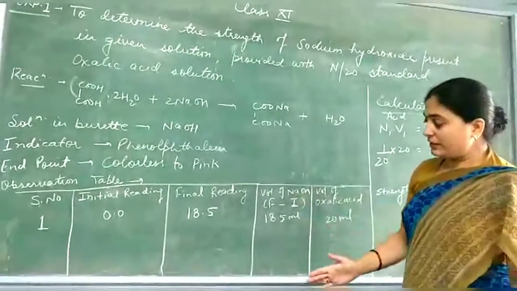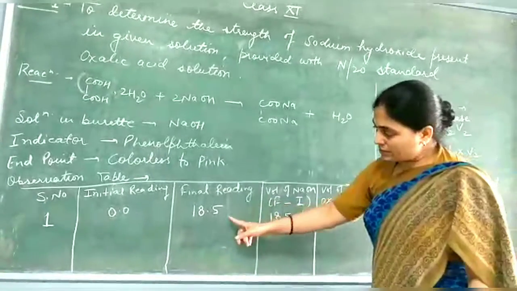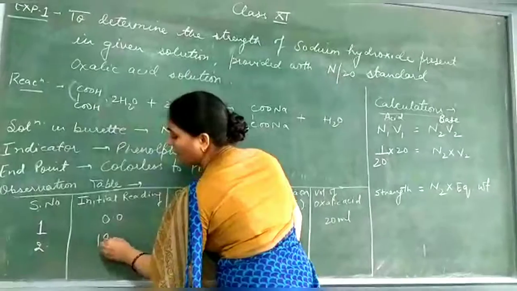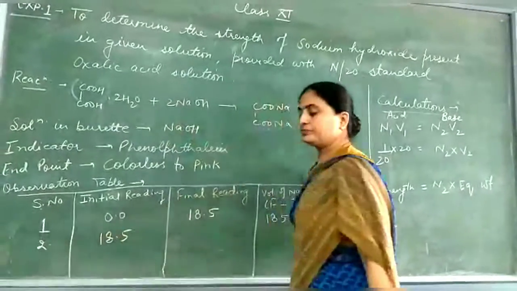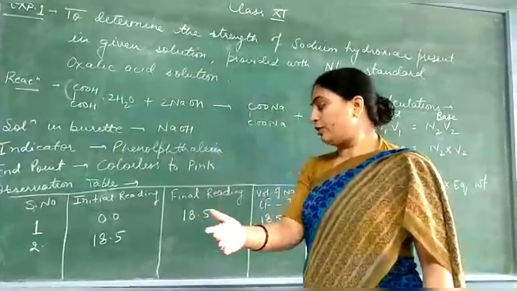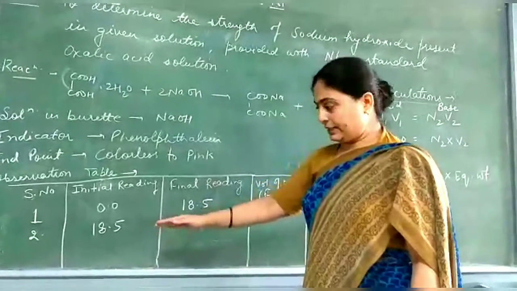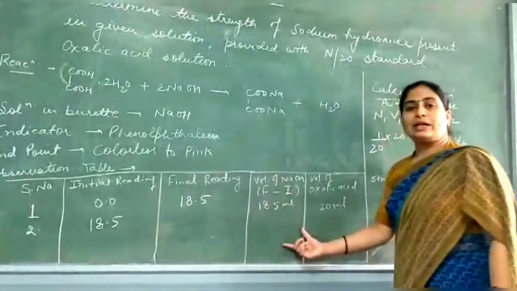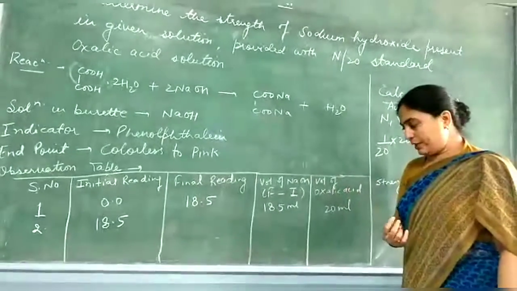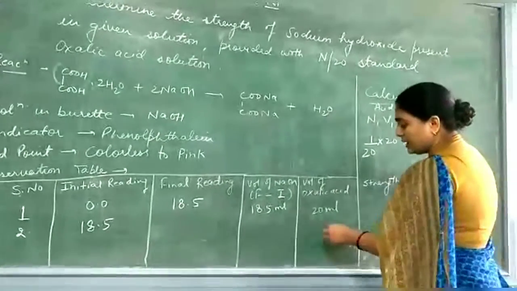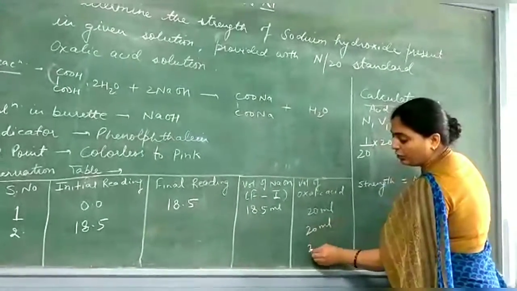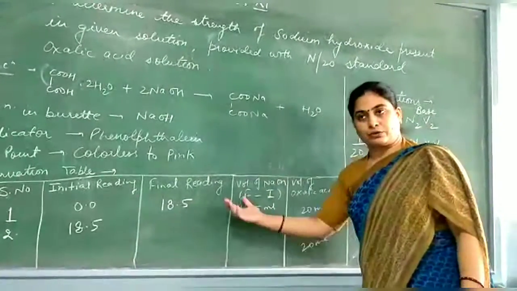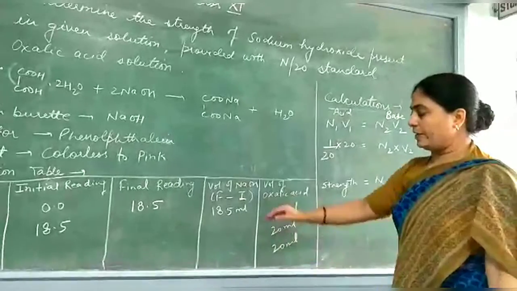Now we are going to repeat this experiment, taking this final reading as the second initial reading. That means I'm not going to fill the burette again. And from where the reaction was over, from the same reading we will start again and continue till we have at least 2 similar concordant readings. Oxalic acid volume will always be the same. So we'll continue with this process for the second and third time.